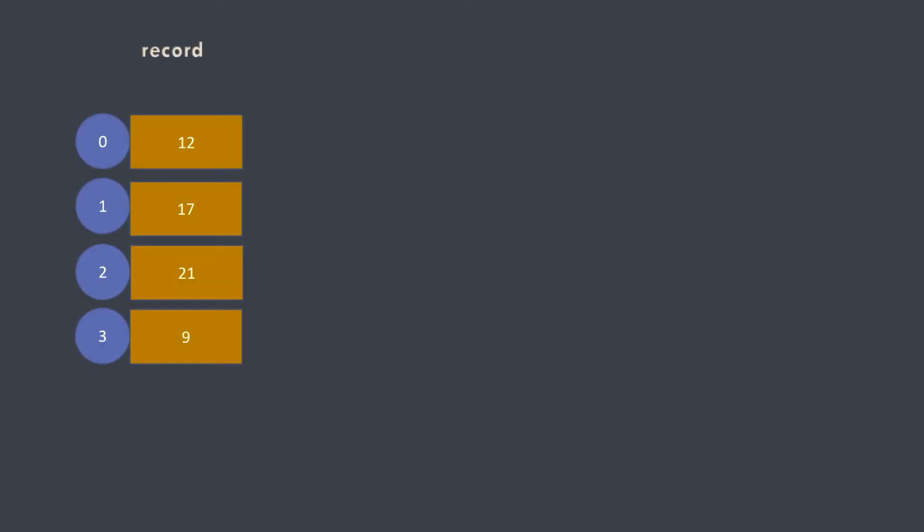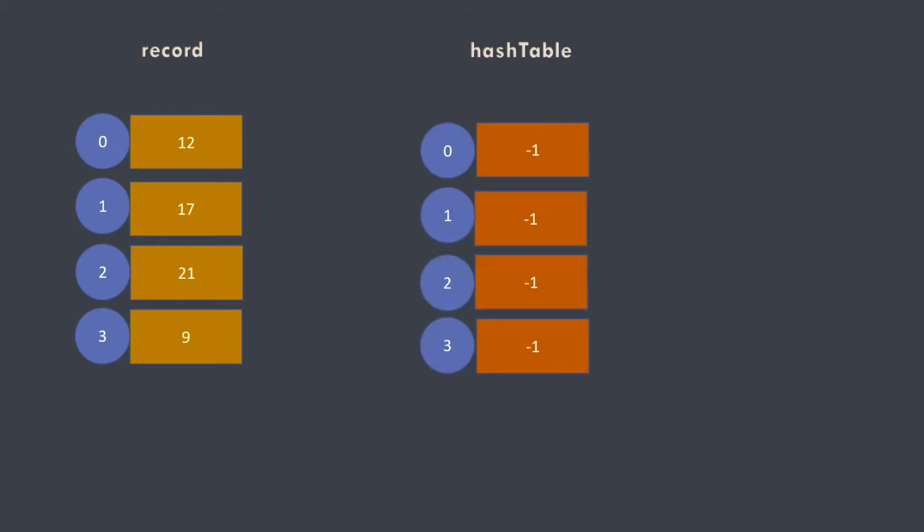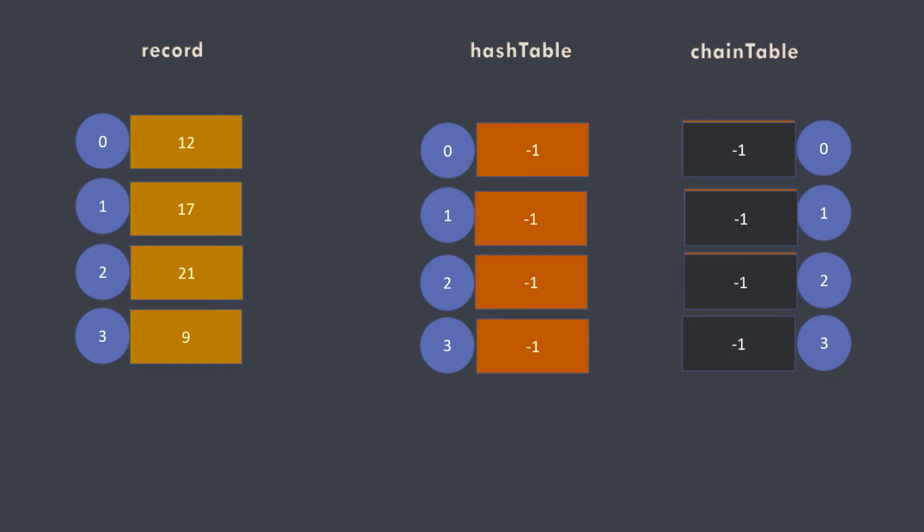So I have a record. I have taken 4 records: 12, 17, 21 and 9, stored at index 0, 1, 2 and 3. We'll take one more table, a hash table, and one chain table. Initially we will initialize them with -1. Here -1 indicates that there is no entry in the record having the hash value 0, right?